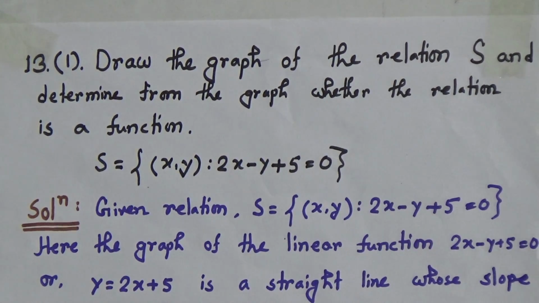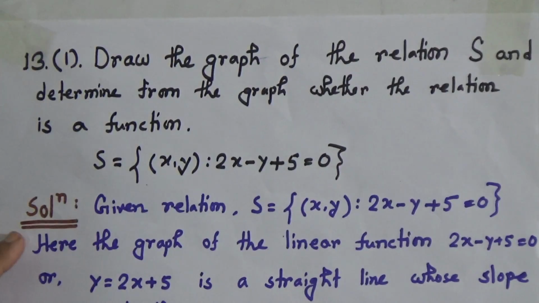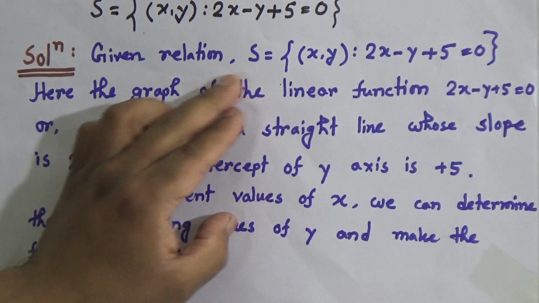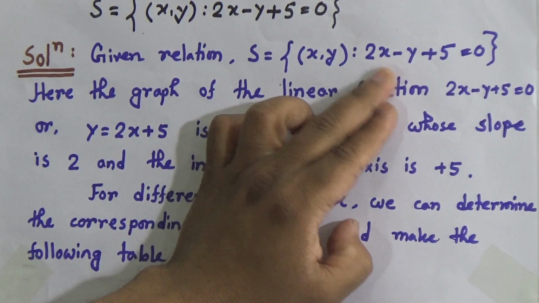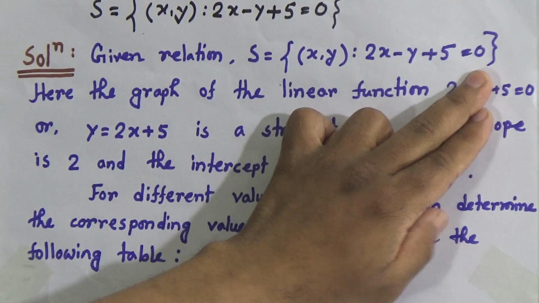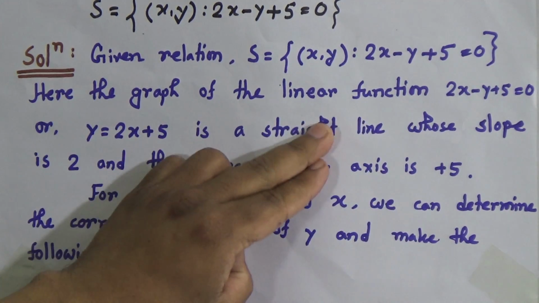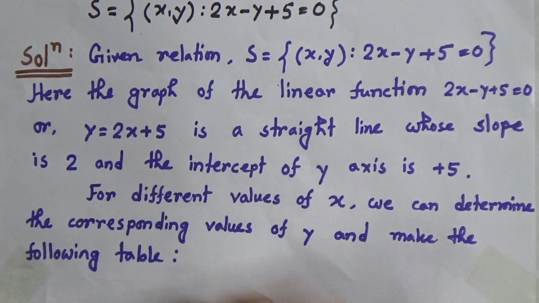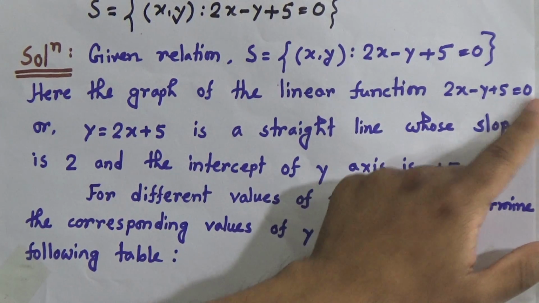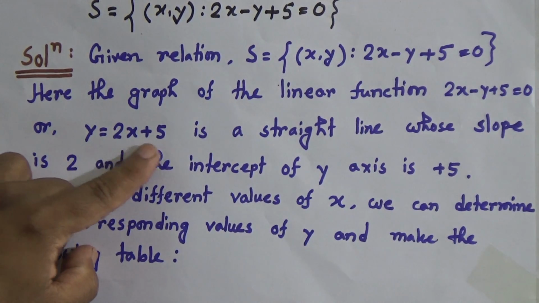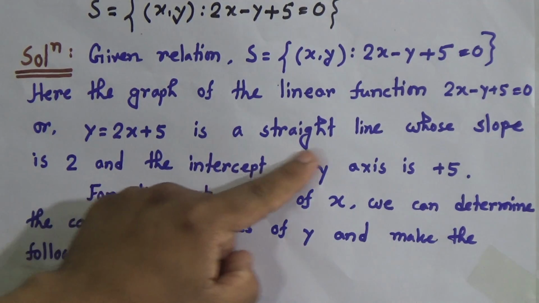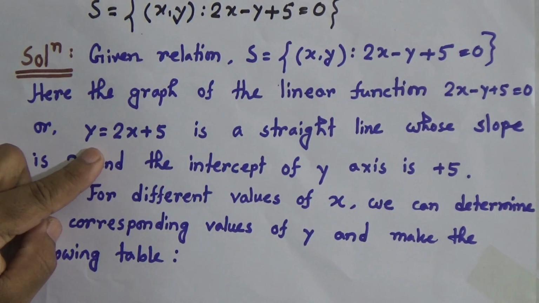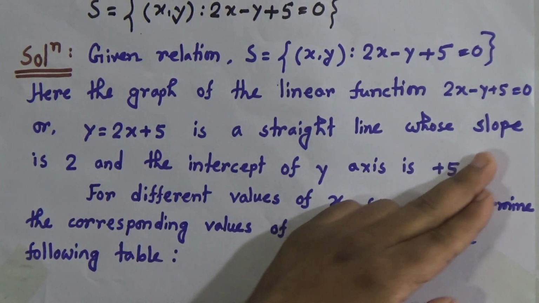My dear students, now notice I have written some words here. The given relation is S equal to {(x, y) such that 2x minus y plus 5 equal to 0}. Here is the graph of the linear function 2x minus y plus 5 equal to 0, or we can transfer y to the right side and write y equal to 2x plus 5. This is a straight line. We know this is a simple equation and every simple equation is a straight line equation, whose slope is 2.